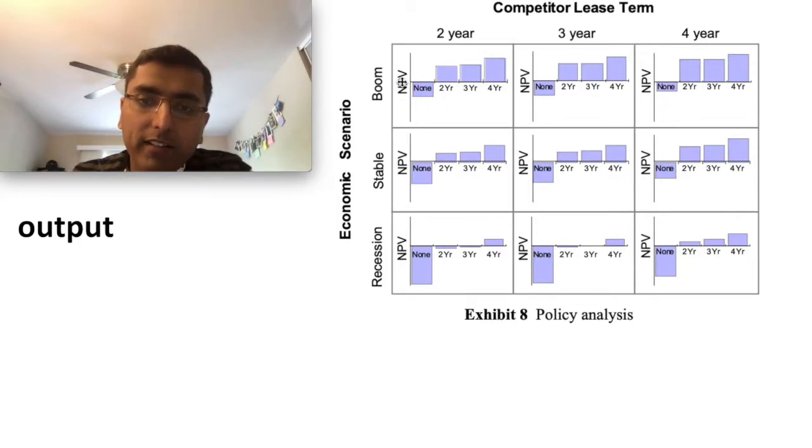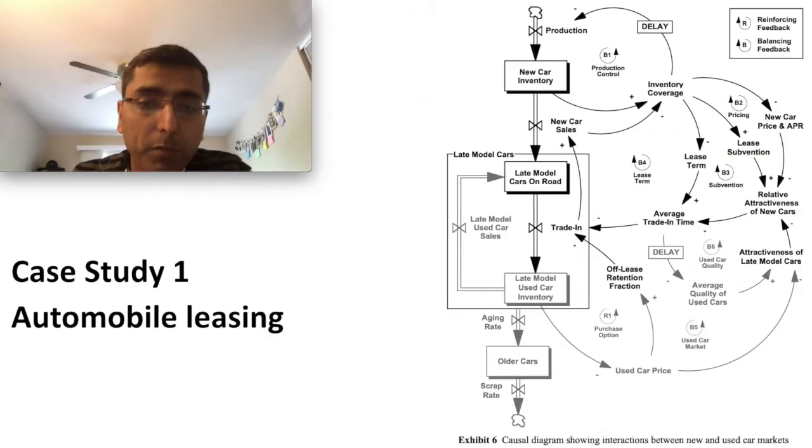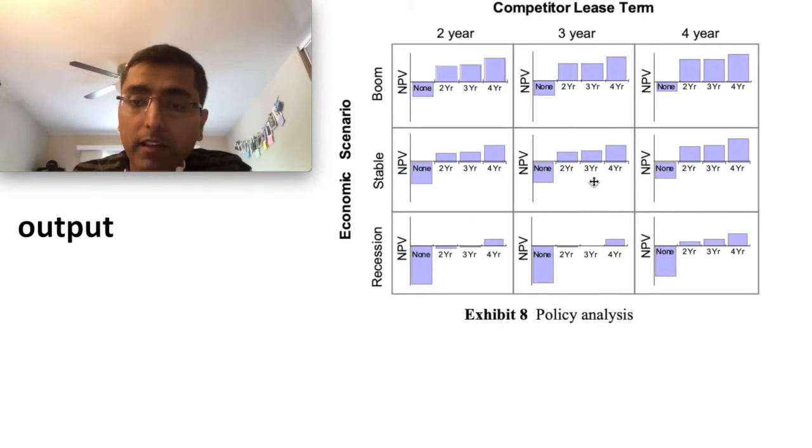They looked at the net present value of the profit during three different scenarios: recession, stable, and boom time. Using that previous model, the modelers and the team at GM were able to come up with various profit conditions. For example, when we have a boom scenario in the economy and we give a 2-year lease, then this is the profit scenario, which will be net negative.